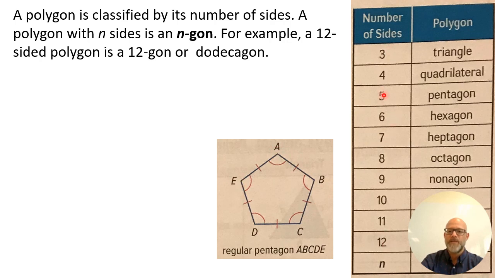You have to learn this table. 5 sides, pentagon. 6 sides, hexagon. 7 sides, heptagon, and so on and so forth. This table is in your book. You learn and memorize them. They will come up throughout the year, so you just need to know them.